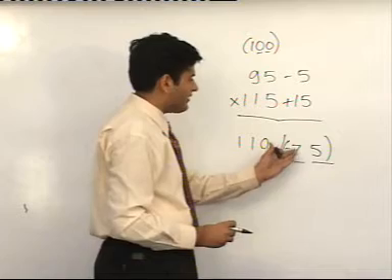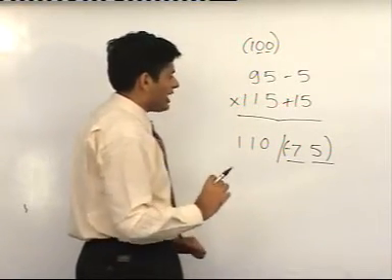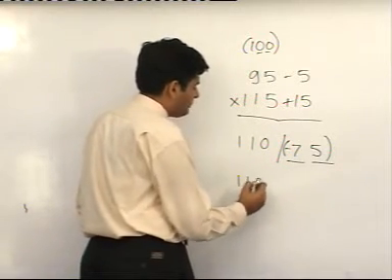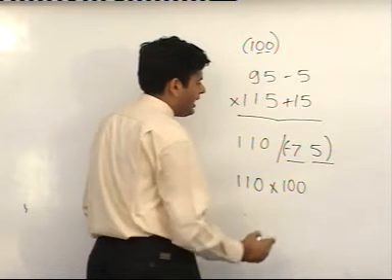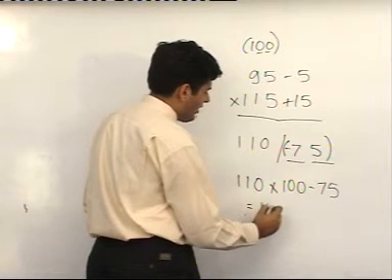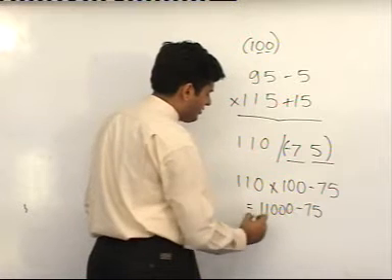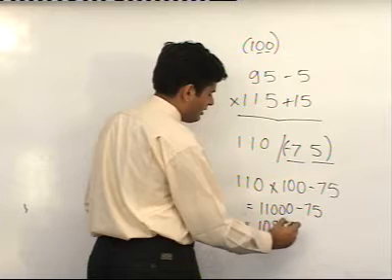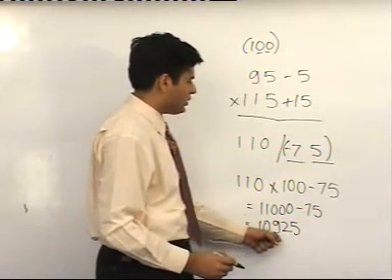However, we cannot have minus 75 in the final answer. Negative sign is not permitted in between. So to get the exact final answer, we will multiply 110 with the base, that is 100, and then subtract 75 from it. So this will give you 11,000 minus 75, that's 10,925. This is your final answer. 95 into 115 is 10925.